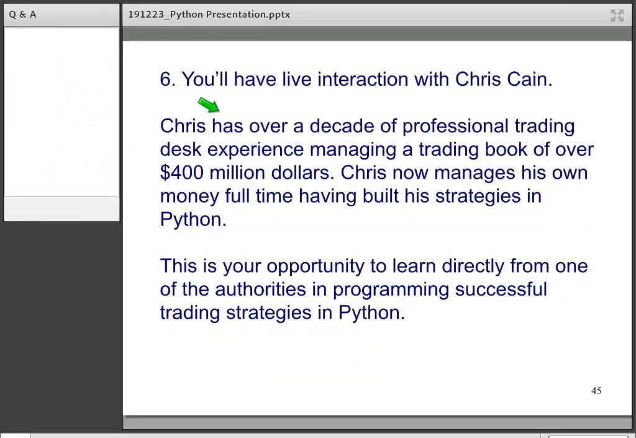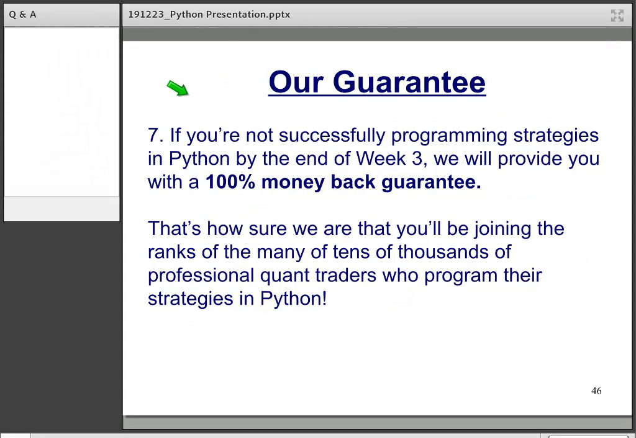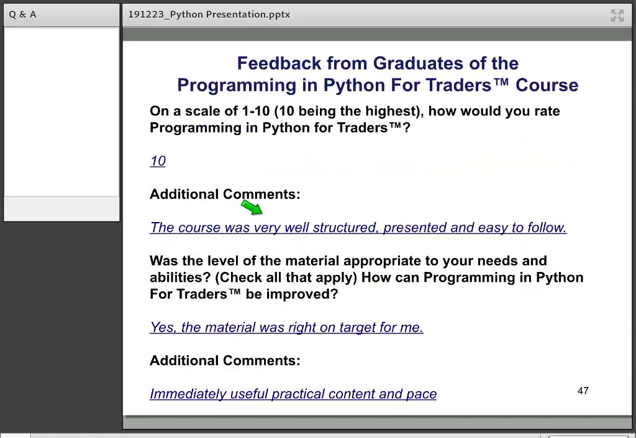And Chris has over a decade of professional trading desk experience. He managed a book of over $400 million. Chris now manages his own money full-time. He built his strategies in Python. This is your opportunity to learn directly from one of the authorities in programming successful trading strategies in Python. Number 7, our guarantee. If you're not successfully programming strategies in Python by the end of week 3, we provide you with a 100% money back guarantee. That's how sure we are that you'll be joining the ranks of the many tens of thousands of professional quant traders from around the globe who program their strategies in Python.